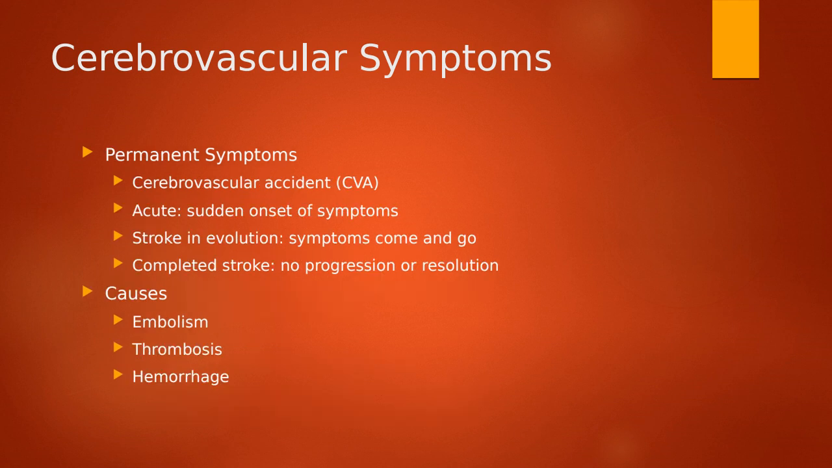Now, some more permanent conditions to be aware of. CVA is kind of the general term that we give to any type of severe permanent brain damage. So this stands for cerebrovascular accident. We typically see these in acute form, but we can have these chronic because, like we said, these symptoms don't go away. This is going to be when we have sudden onset of symptoms. It's going to evolve over time, and then we could have just a complete stroke where we don't have any resolution or progression of symptoms. Causes of these, again, embolism, thrombus, or brain hemorrhage.